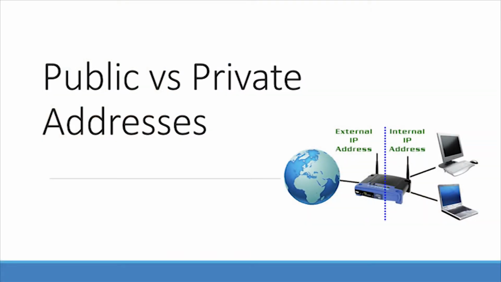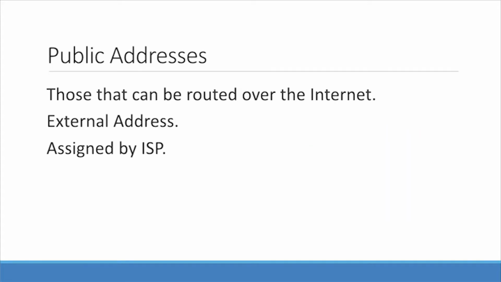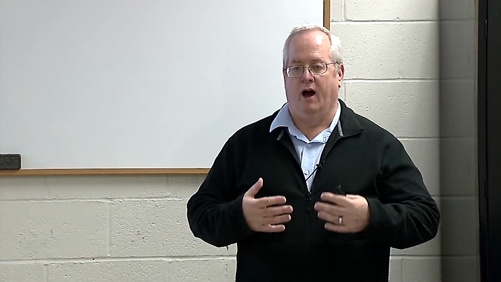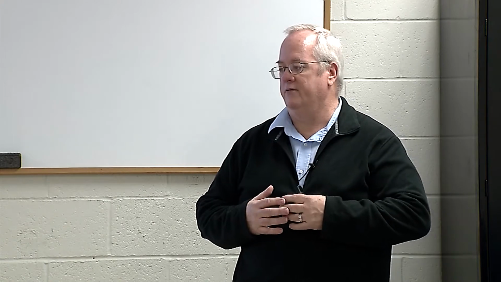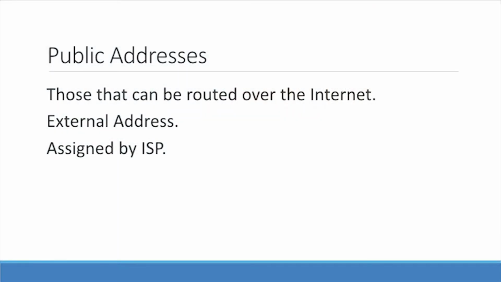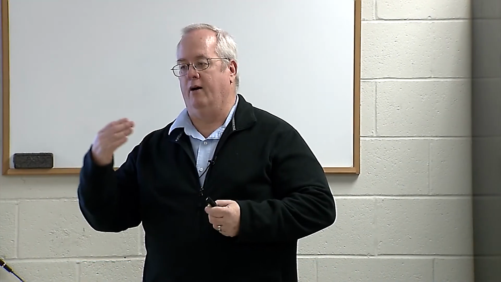Now, the public versus private addresses. Since we're no longer using those classes, we still think of those, and that's why I said it provided a good foundation. Public addresses are any address that can be routed over the internet. Only those addresses that are public can go through a router on the internet, through your ISP. If you use your intranet address, like the 192.168 address, it couldn't be routed anywhere except within your own network. It's also called the external address, and you normally get that assigned by your ISP, your internet service provider, who's gotten it from the Internet Assigned Numbers Authority.